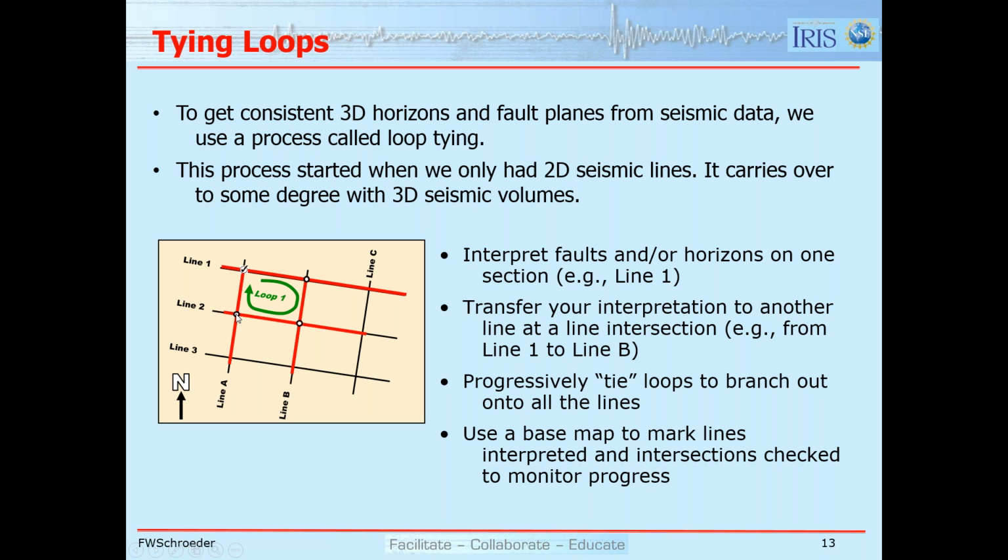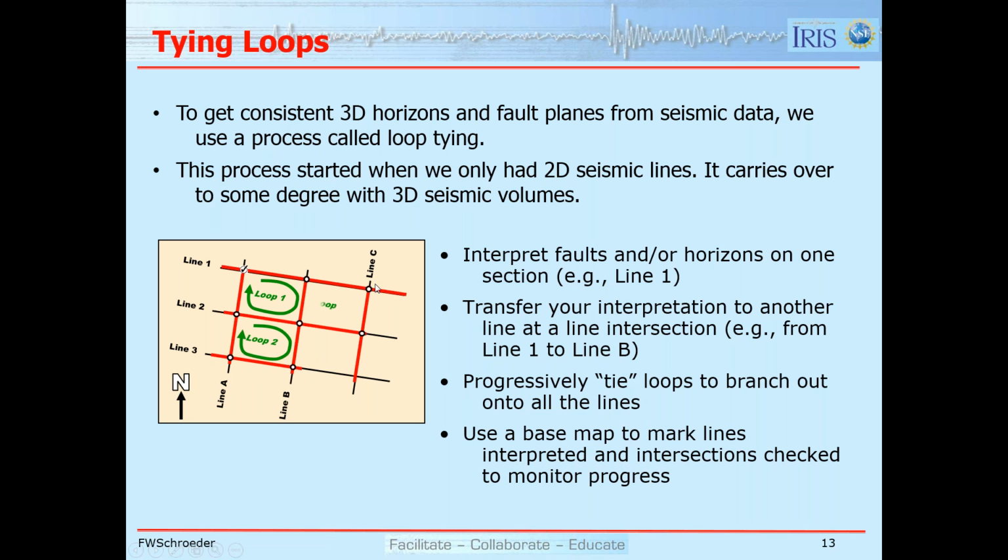And then we'll look at line A. Perhaps we'll take our interpretation elements off of this intersection. We'll interpret this line, and then we'll check to see if all the interpretation elements, the horizons and faults, are consistent, have the same two-way travel time at the intersection point. And so if we do any closed loop, and all of the interpretation elements, the horizons and faults, are consistent, then we say that we have tied the loop.